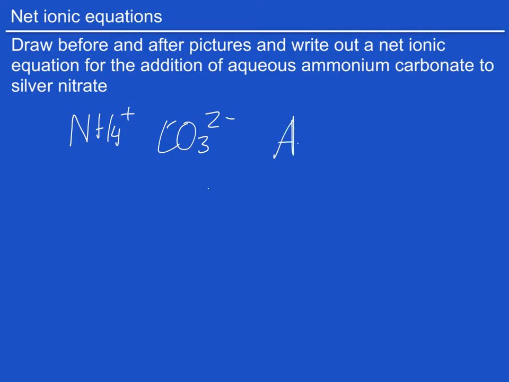Silver is Ag+, it's always Ag+, and nitrate is NO3-. So these are the four ions that we have. The ammonium is with the carbonate, and the silver is with the nitrate. We could write this out and balance it right now, but let's actually go ahead and figure out what is going to happen when we put them into solution.